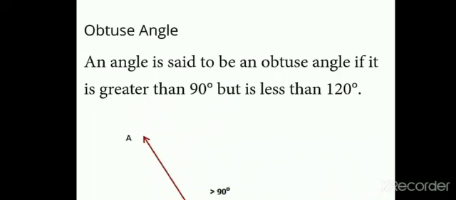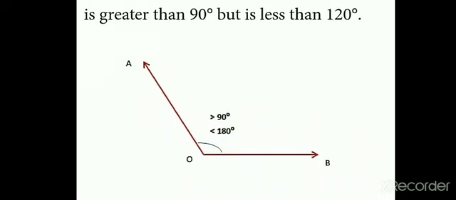Obtuse angle. An angle is said to be an obtuse angle if it is greater than 90 degrees but less than 120 degrees. Okay, an angle is said to be obtuse if it is greater than 90 degrees and less than 180 degrees. Sorry, it has been typed wrongly, it is not 120 degrees, it is 180 degrees. So it is greater than 90 degrees and less than 180 degrees. That's why we call it an obtuse angle.